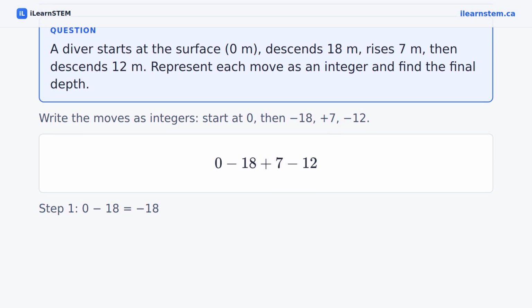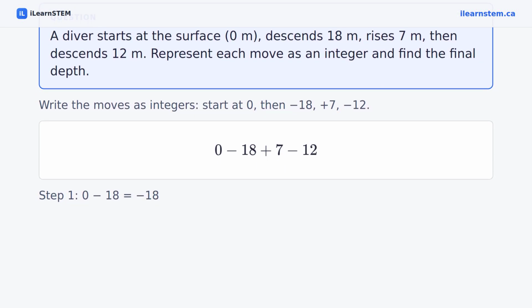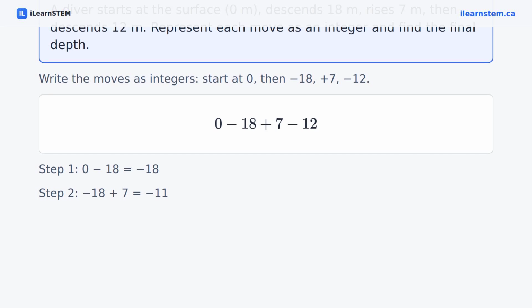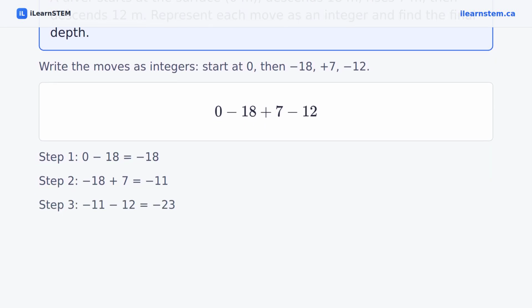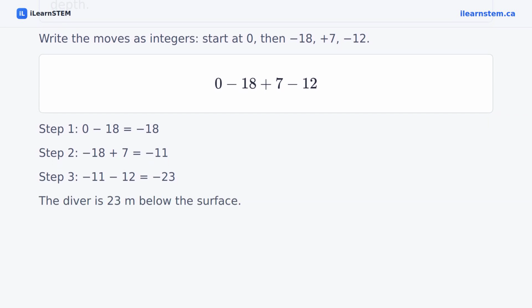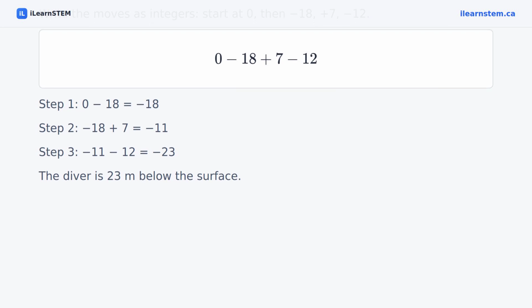Step 1, 0 minus 18 equals negative 18. Step 2, negative 18 plus 7 equals negative 11. Step 3, negative 11 minus 12 equals negative 23. So the final depth is 23 meters below the surface.